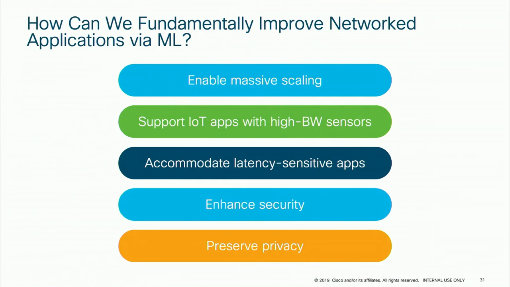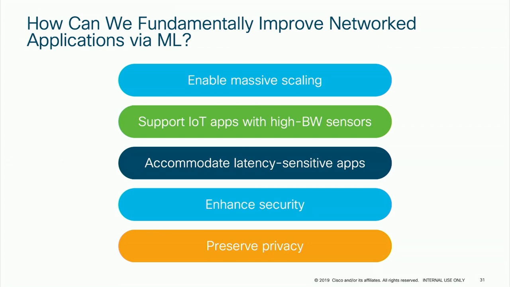So let's ask the question, how can we fundamentally improve the performance of network applications? When you think about that, some of the attributes that come to mind are the following. We want to enable massive scaling. We want to support IoT apps with high bandwidth sensors. We want to support low latency applications. We want to enhance security, preserve privacy.